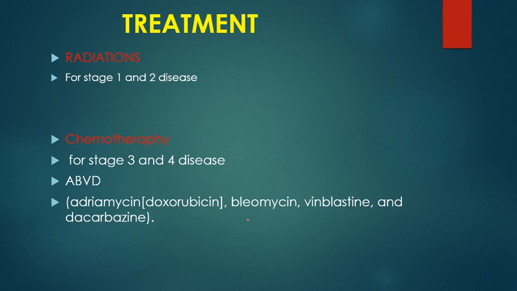For the treatment, we go for radiation and chemotherapy. Radiation is reserved for disease that is not much advanced, for early stages of the disease, like stage 1 and stage 2 disease. While chemotherapy with adjunctive radiotherapy is for stage 3 and 4 of the disease. In the chemotherapy, we give ABVD: adriamycin, bleomycin, vinblastine, and dacarbazine.